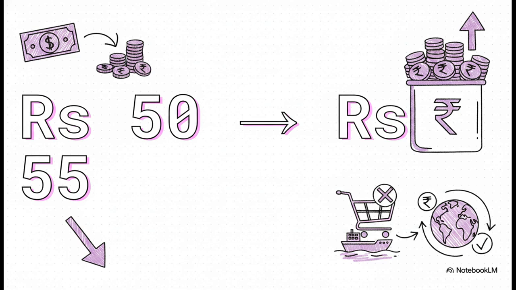And what does this actually do? Well, it immediately makes foreign imports way costlier in our domestic currency, which naturally suppresses demand for them. But at the exact same time, our exporters are raking in more domestic currency for every single dollar they make. That means they can afford to drop the prices of their exports on the global market, making them super competitive.